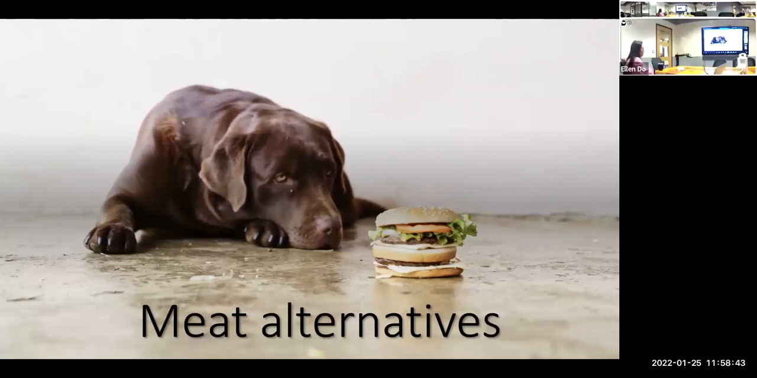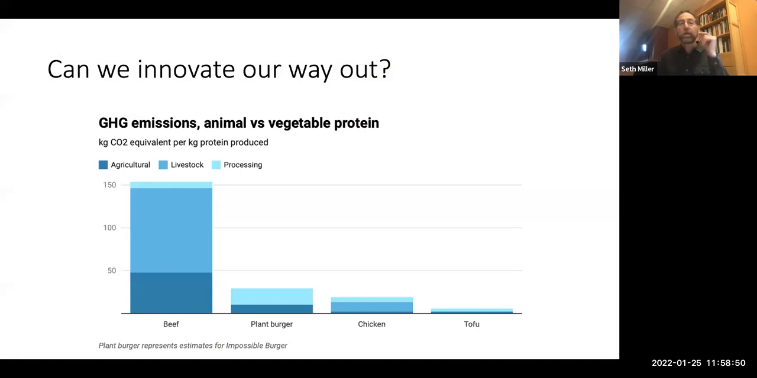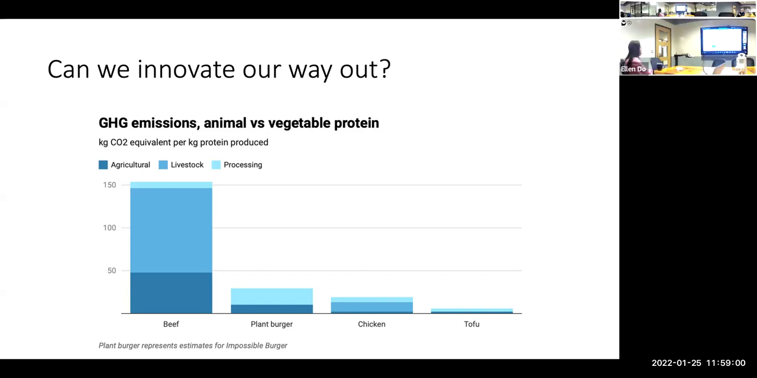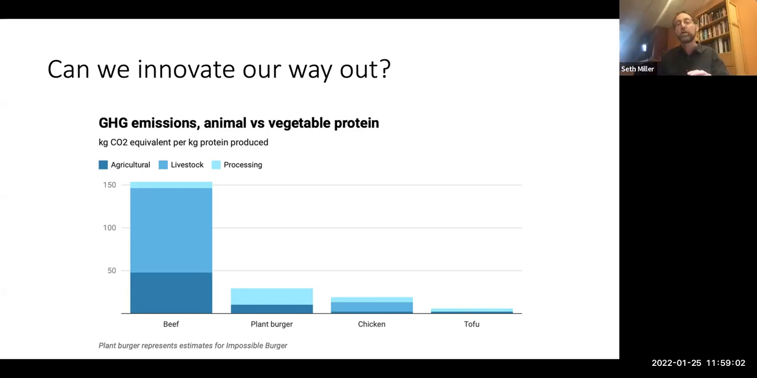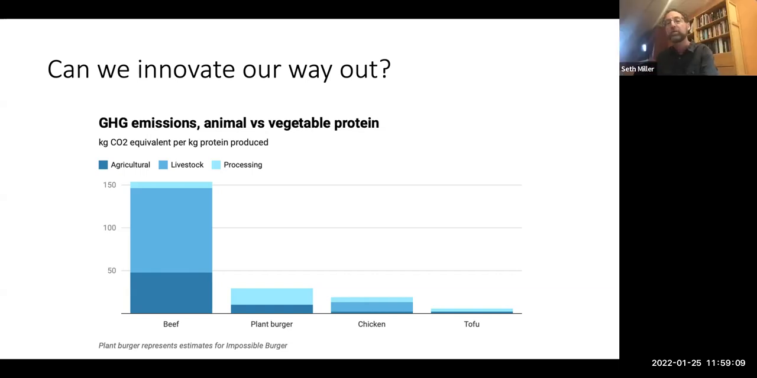And so the next question to ask is, are meat alternatives disruptive? Right. Now, meat alternatives are unquestionably better for the planet than beef when measured, at least in terms of carbon dioxide, even though there's an incredible amount of processing that goes on. The total CO2 footprint of an Impossible Burger is far less than that of beef.